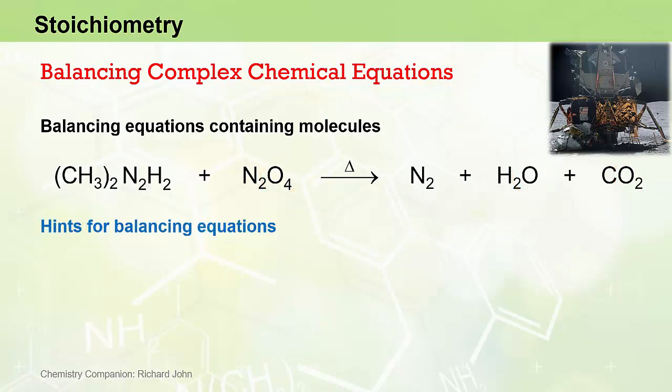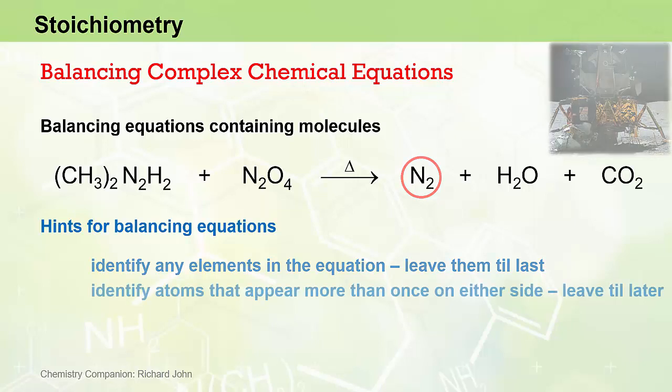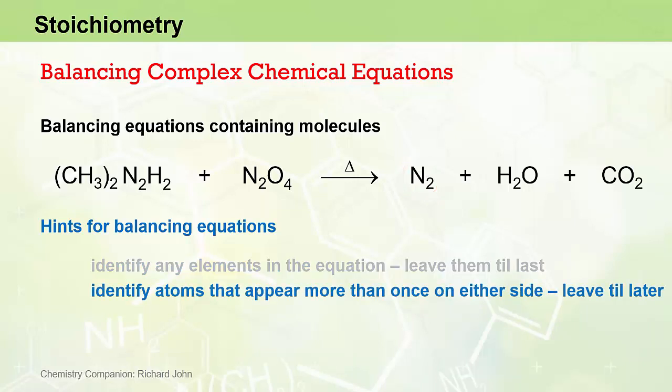Recalling our hints for balancing chemical equations from the previous video, we will go through a systematic approach to help us, starting with identifying any elements in the equation, because we should leave those atoms to last in terms of getting equal numbers on both sides of the equation. And we can see that nitrogen, N2, is an element. It only has one type of atom in its molecular structure, and so we will leave the balancing of nitrogen atoms until last. Next, we identify atoms that appear more than once on either side of the equation, and we're going to balance them towards the end as well.